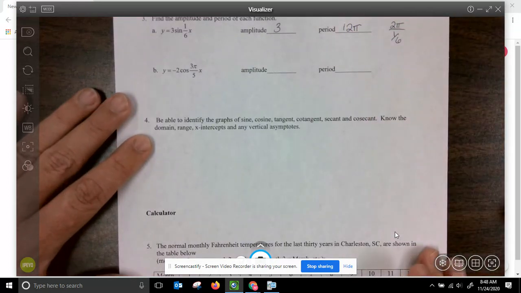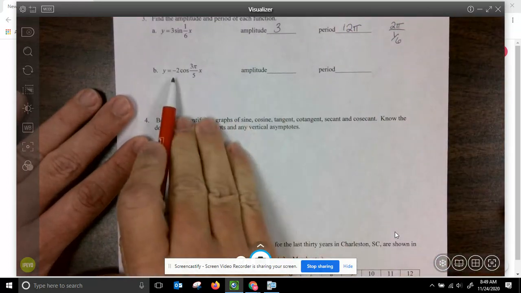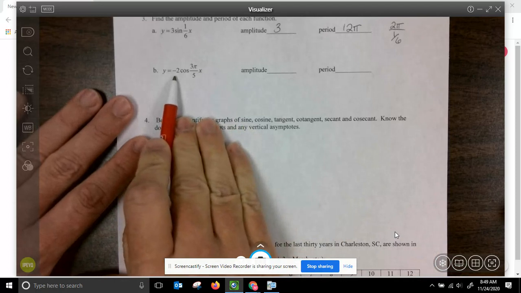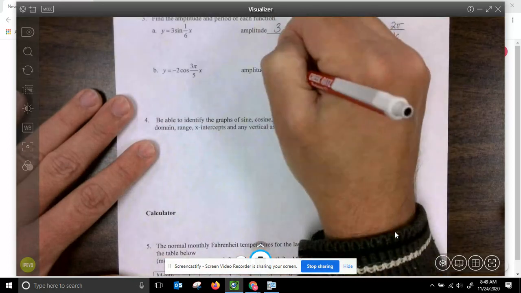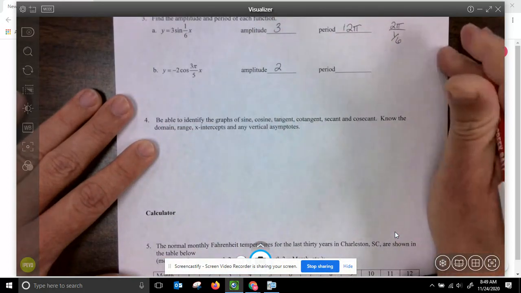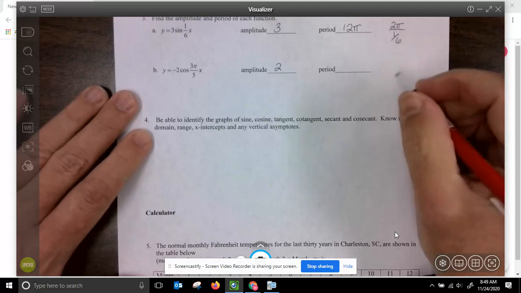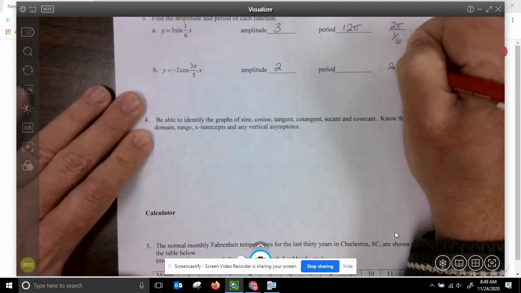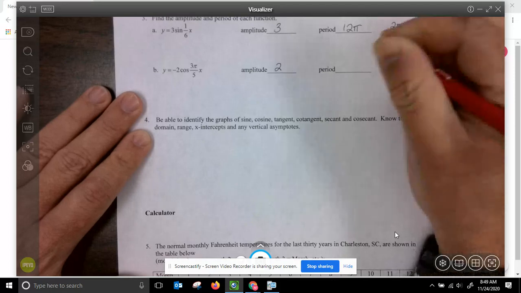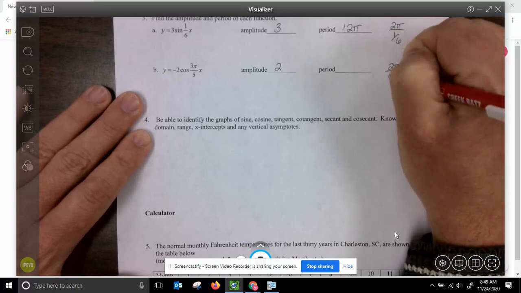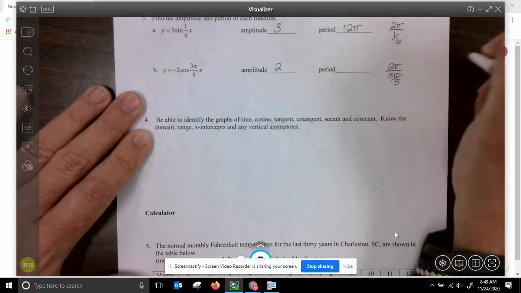I do the same thing for part B. The amplitude again is the absolute value of A. Do be mindful that this is negative. The absolute value of it is positive. Do not put -2 there or you would be incorrect. The period again is 2 pi divided by B, which in this case is 3 pi over 5.